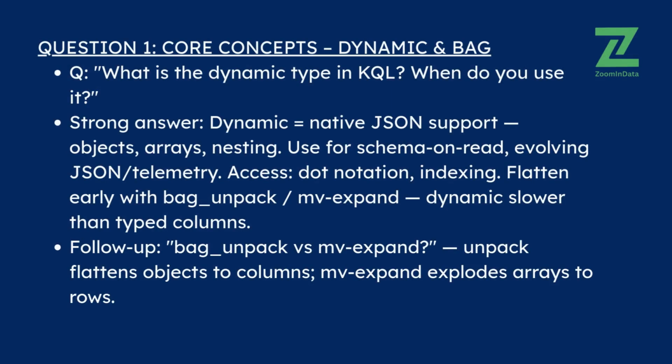First common one. What is the dynamic type in KQL? When do you use it? Strong answer. Dynamic is KQL's flexible container for JSON-like data: objects, arrays, primitives, nesting, perfect for schema on read with evolving telemetry or logs. Access nested fields with dot notation or array indexing, and missing paths return null safely. But dynamic columns are slower and use more memory than typed columns. Best practice is flatten early with bag_unpack for objects and mv_expand for arrays.